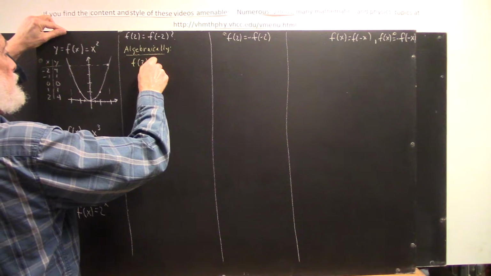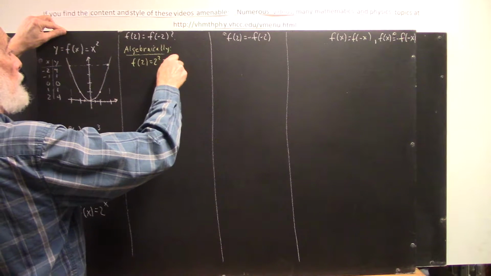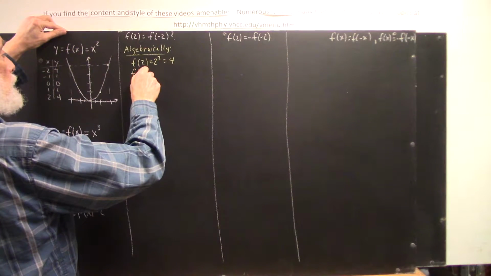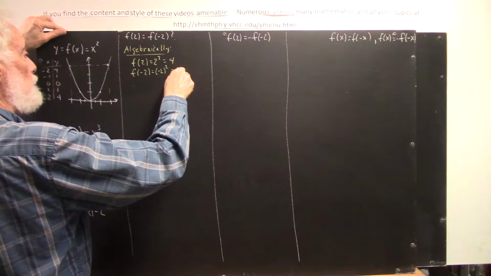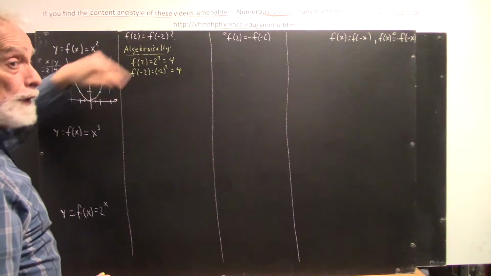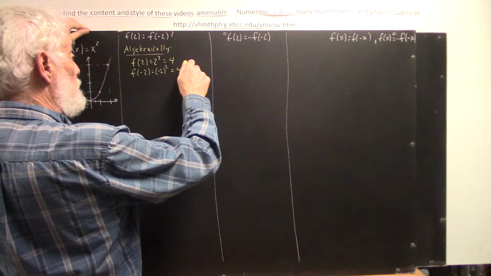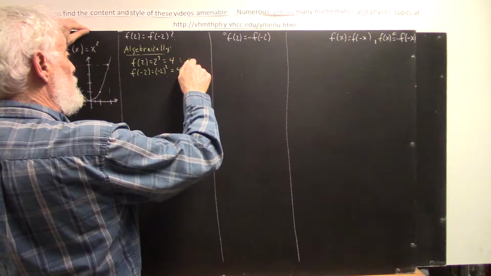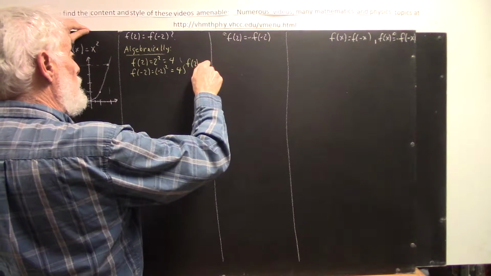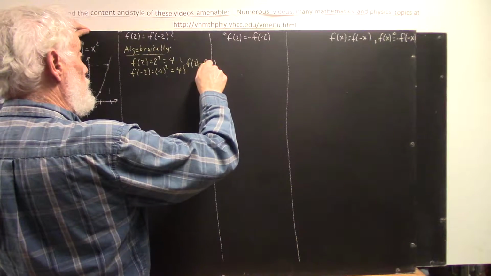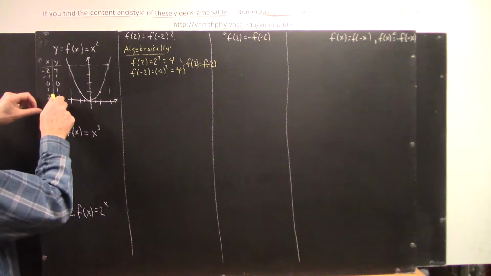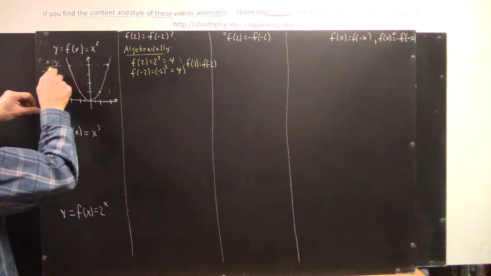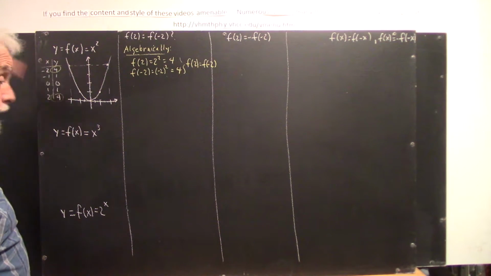f of 2 equals 2 squared, equals 4. f of negative 2 equals negative 2 squared, which is 4. So f of 2 does equal f of negative 2. We can see that from the table, of course. f of 2 is 4, and f of negative 2 is 4. So we just look at the table and see it.